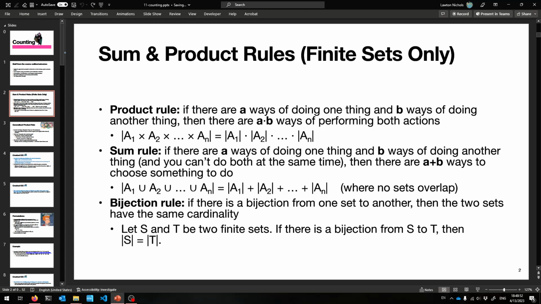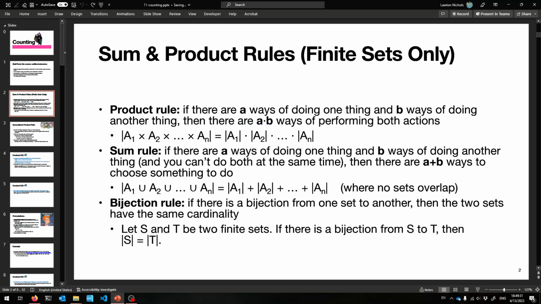Here's what it says. If there are A ways of doing one thing and B ways of doing a second thing, then there are A times B ways of performing both things. One thing from the A's and one thing from the B's. Okay? All that's saying is it's really just creating a Cartesian product of the sets. It's like, what is the size of doing all these different things, picking one thing to do out of each of these n things to do? What's the size of this set? Well, it's just equal to the size of all of the individual sets multiplied together.